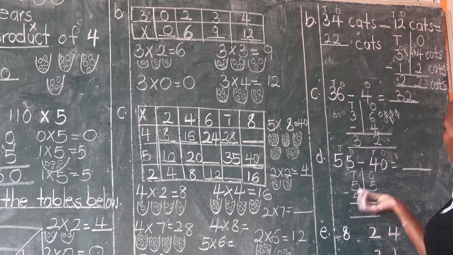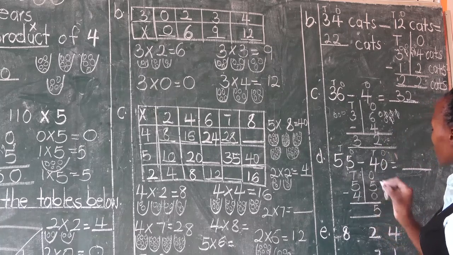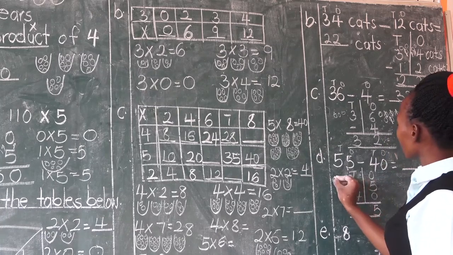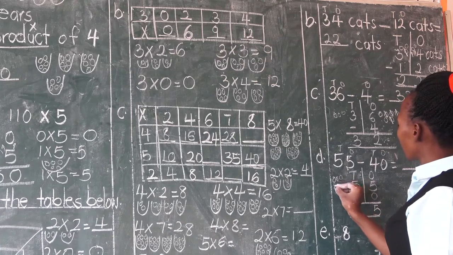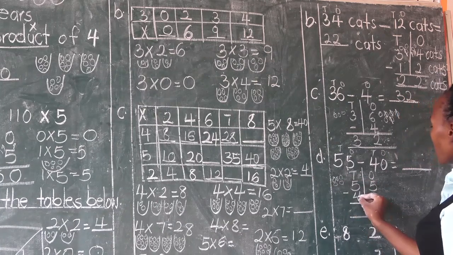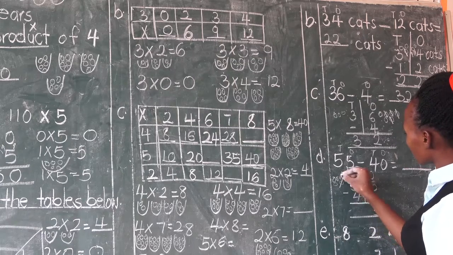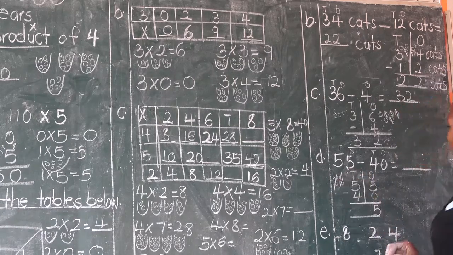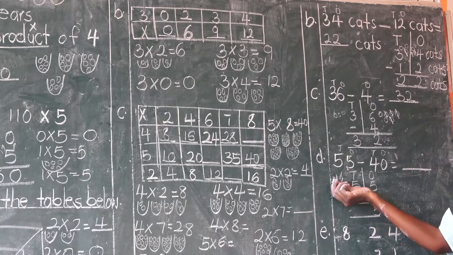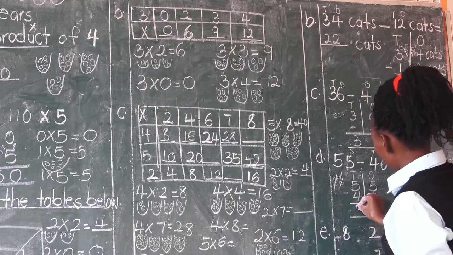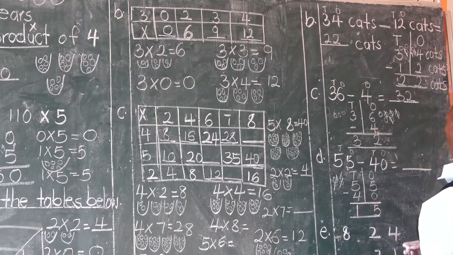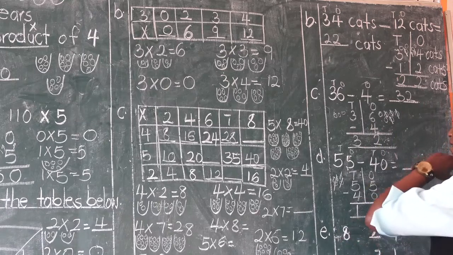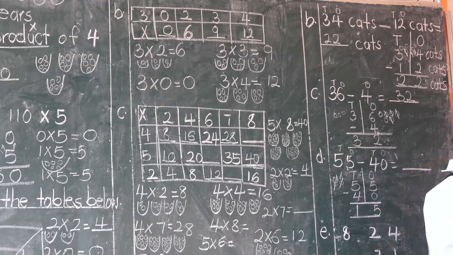Then we come to tens, we have there 5 take away 4. Let's draw our 5 balls. 1, 2, 3, 4, 5. We cross out 1, 2, 3, 4. Now, how many have we remained with? 1. 55 take away 40, we shall remain with 15.